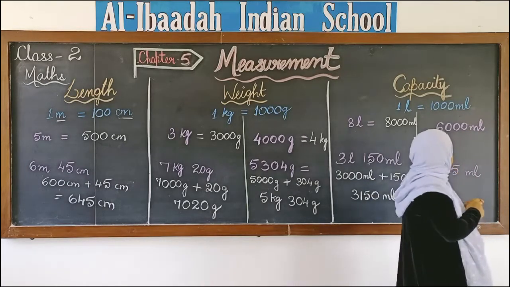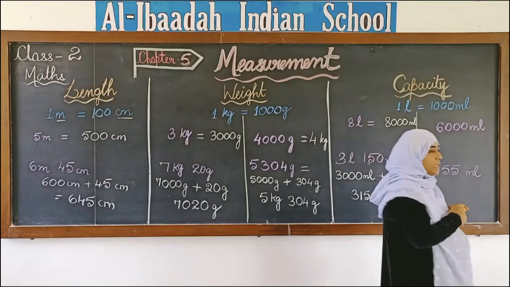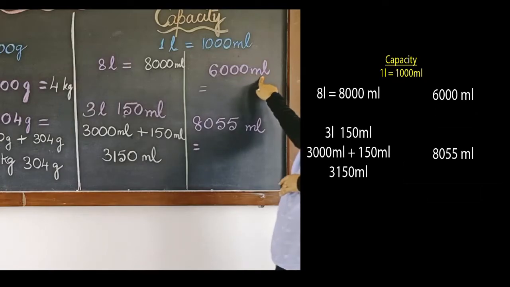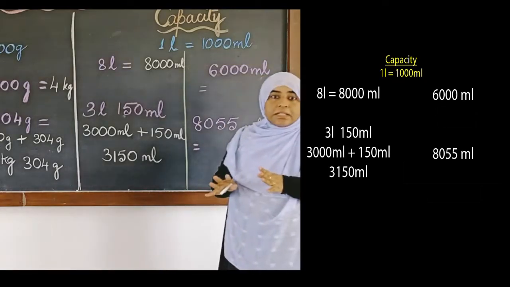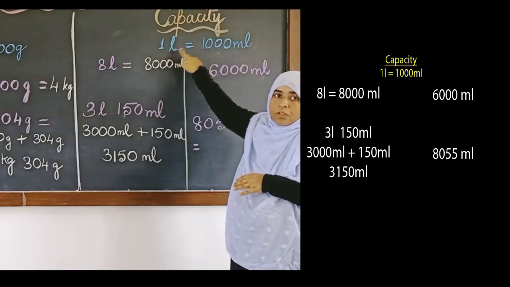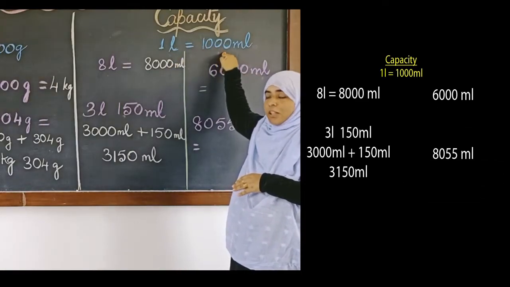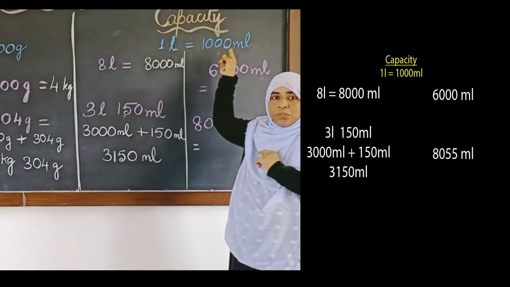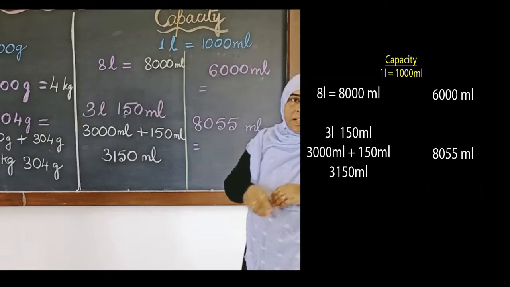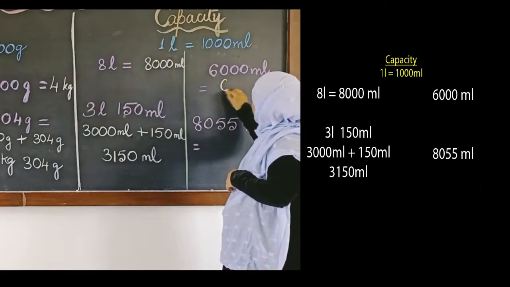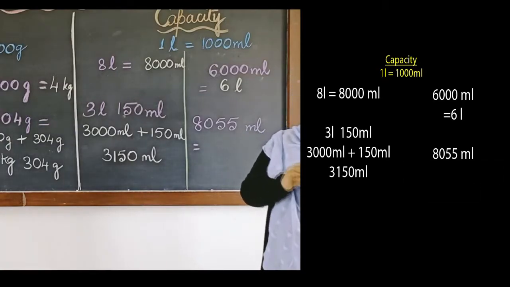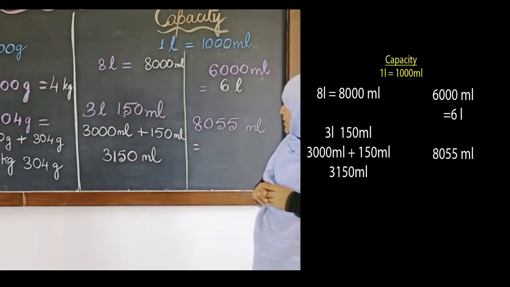The next we are going to convert milliliters to liters. Now I have 6000 milliliters. This I have to convert to liters. We know that 1000 milliliters is 1 liter. 2000 milliliters will be 2 liters. 3000 milliliters, 3 liters. So 6000 milliliters will be equal to 6 liters. 6000 milliliters means it will be equal to 6 liters.